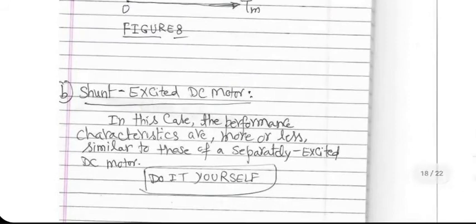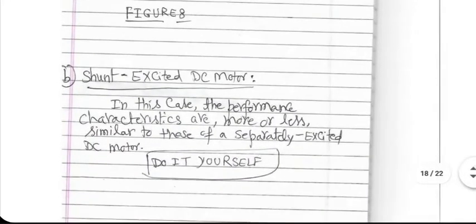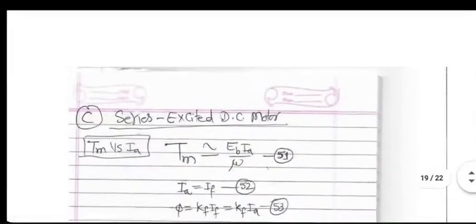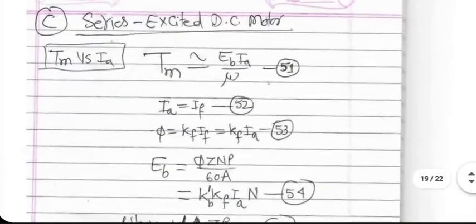Okay. Now for shunt excited DC motor, you can do it yourself. You'll find that most of the results for separately excited DC motor apply for shunt excited motor also. Try doing it yourself. Now series excited motor, here it's a very different case. Let's see what happens.